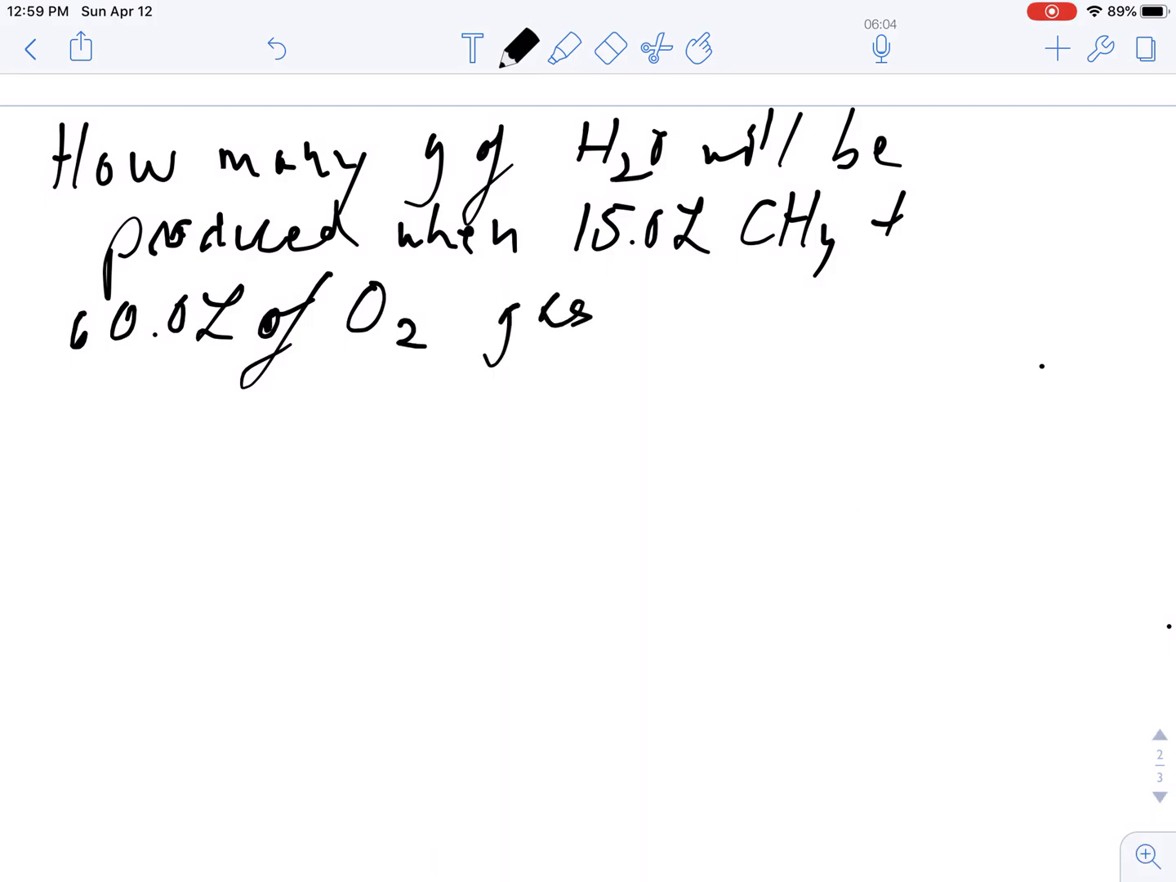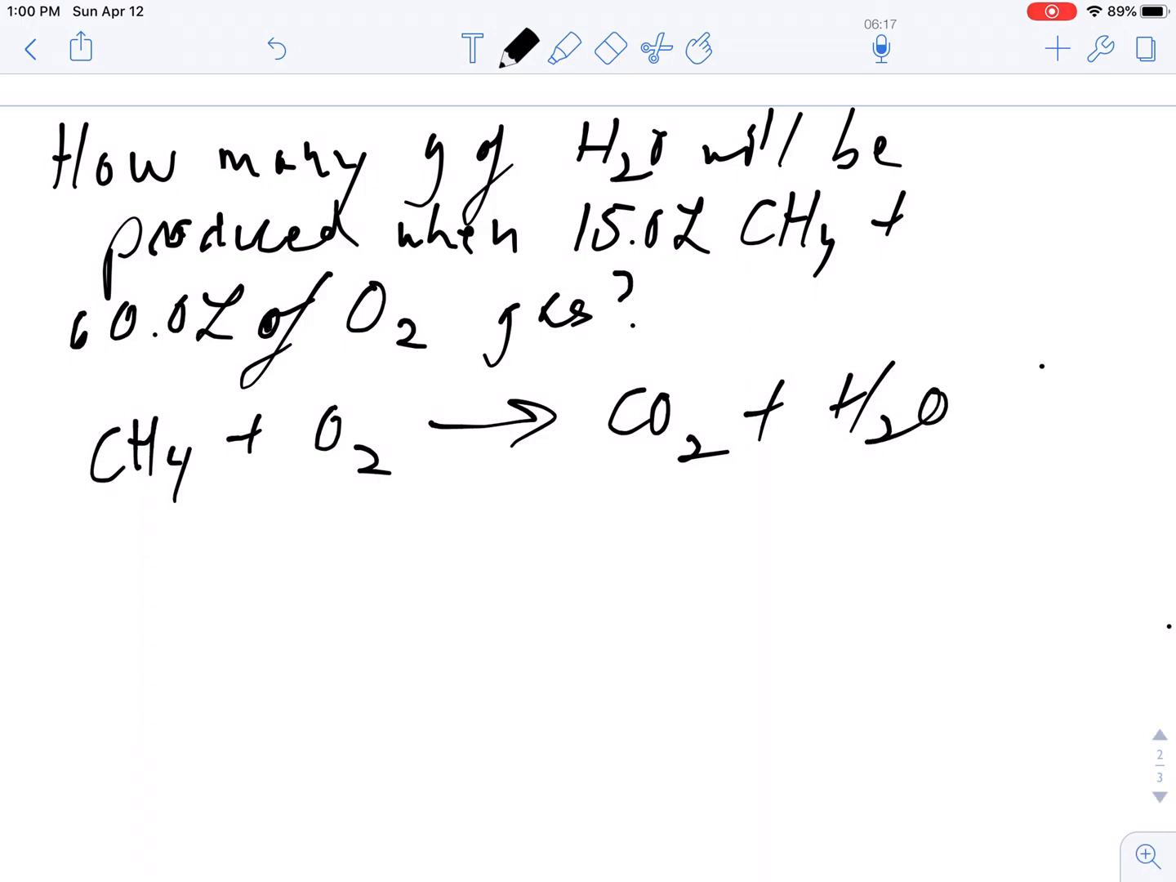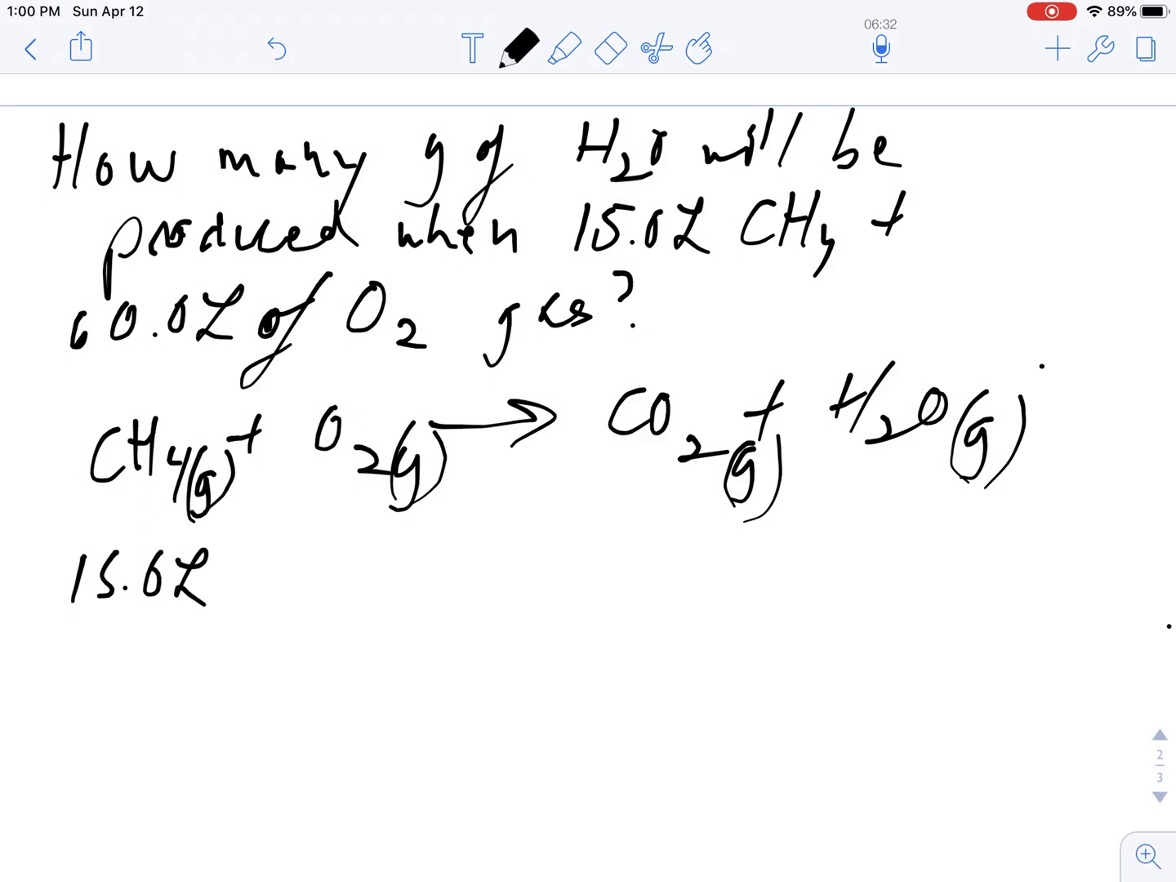Okay, so this is a combustion reaction. So the first thing we have to do is write out our reaction. Methane plus oxygen. When it combusts, it will produce carbon dioxide and water vapor. This is the reaction that occurs in your furnace. Okay, these are all gases. Gas, gas, gas, gas. I've got 15 liters of methane, and I got 60 liters of oxygen. I want to know how many grams of water are produced.